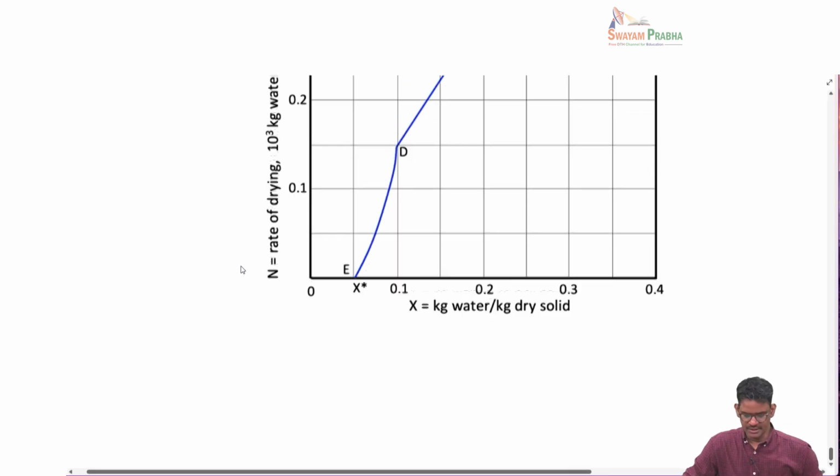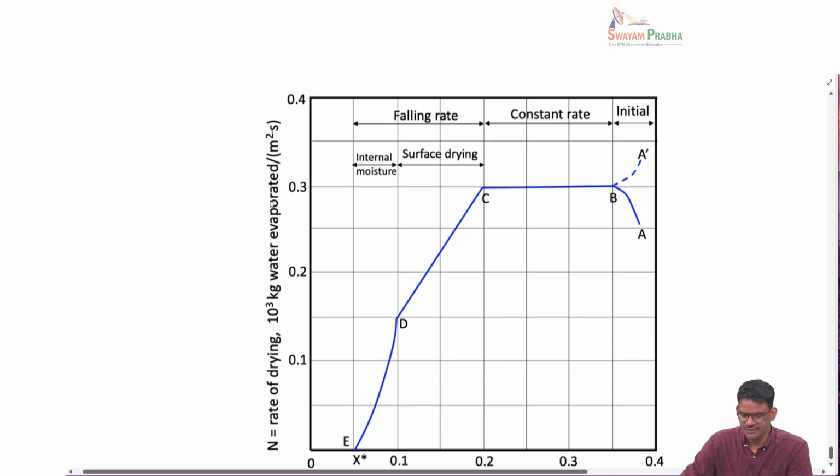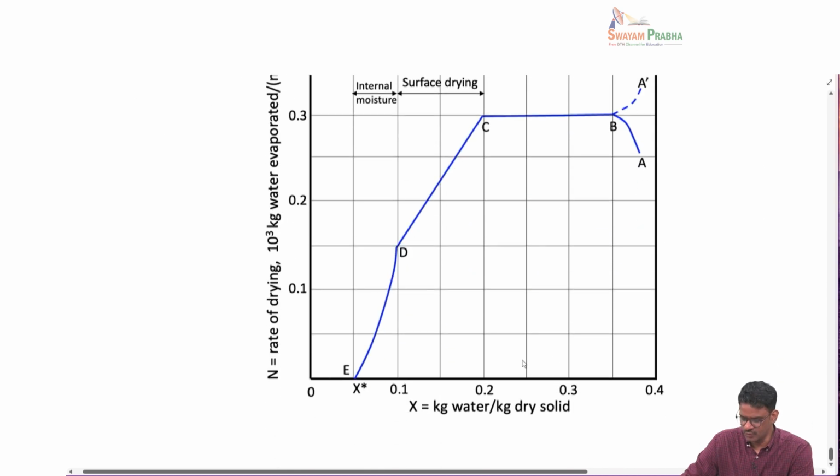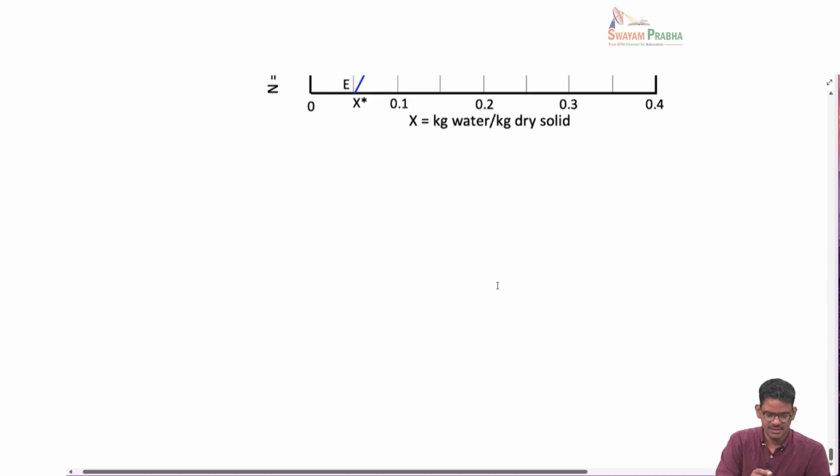So the strategy is the following. First, we have to find the moisture based on the dry solid for 25% to 6%. Then we have to find out whether this range of moisture from initial to final falls within the constant period, or extends beyond it and also falls in the falling rate period. So that range we have to see. For that, first let us look at the data given.